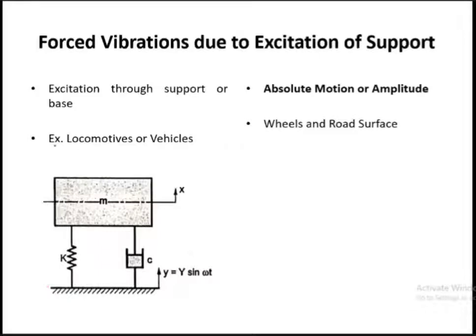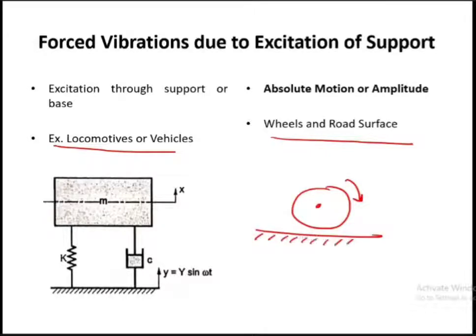Let us take an example of a locomotive or vehicle. So how can we describe the motion between the wheels and the road surface? Let us say this is a wheel. This wheel is moving on the road surface, right? Let us say this is a road surface. Now, road surface is nothing but attached to the earth coordinates, right? It is fixed, you can say. So normally this road surface we consider as the earth coordinates.